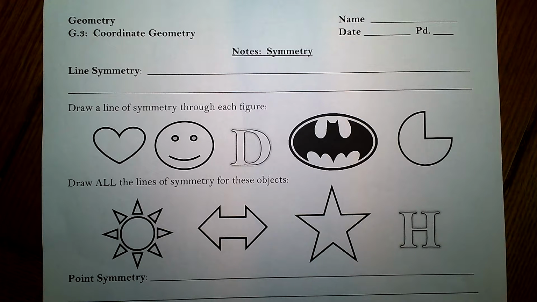We're going to really be learning and focusing on two different types of symmetry. One of them is called line symmetry and the other is called point symmetry.